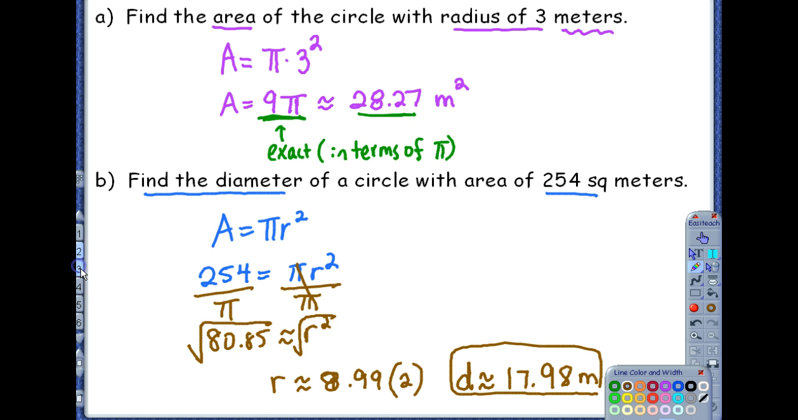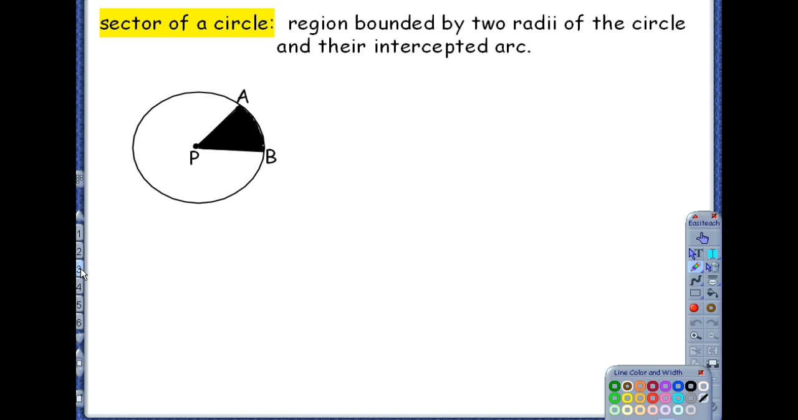Okay, so new vocabulary term: the sector of a circle. It is the region that is bounded by 2 radii. So if you look up in my picture right here, I have 2 radii right here, and it is bounded by those and their intercepted arc. But it is talking about the whole region that's bounded. It's the area of that, really kind of like a piece of the pie. It's just a chunk of my circle.